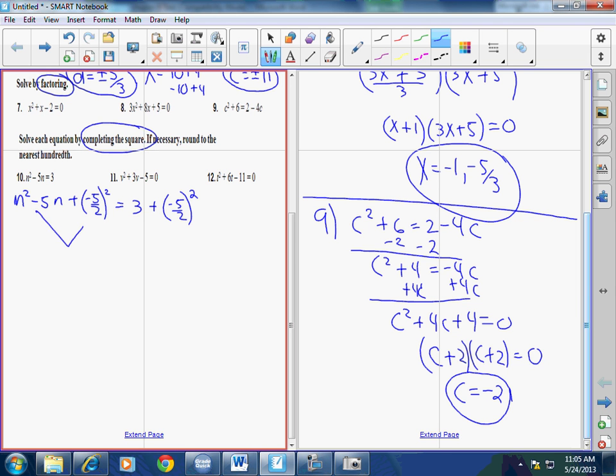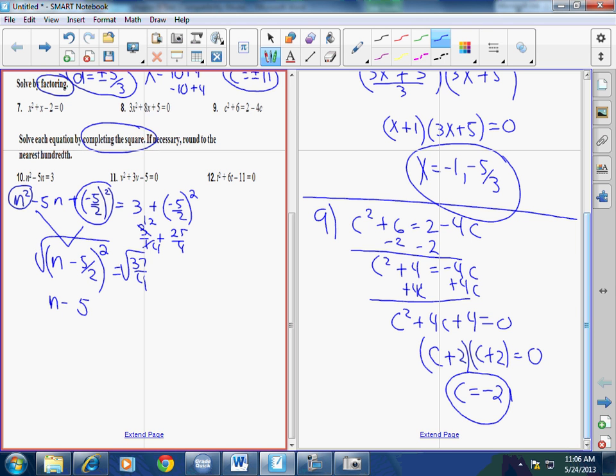This breaks up. I told you the trick. Square root of the first combined with the square root of the second. It's the insides squared. This is going to be 3 over 1 plus 25 fourths. This goes to 4. That goes to 12. That's 37 fourths. Square root both sides.